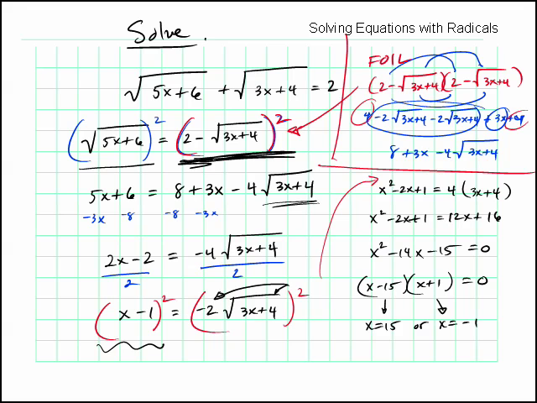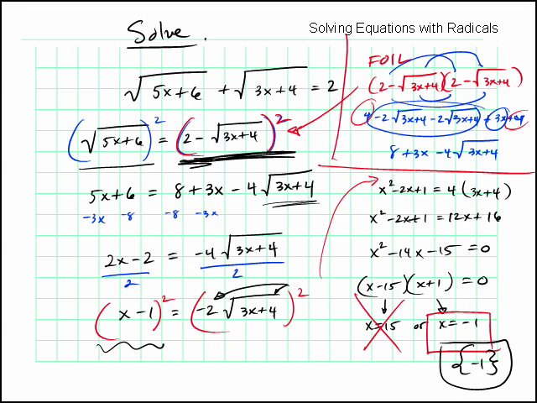Now, I'm out of room to check, but if you do check these answers, it turns out that 15 is not going to work. If you tried it in the original problem, 15 is no good. So we're going to rule that out. If you check on your own, you'll find that plugging negative 1 in will work in the original equation. So our one answer to this is negative 1. Negative 1 is the solution to our equation. Okay, a lot involved in solving one of these.